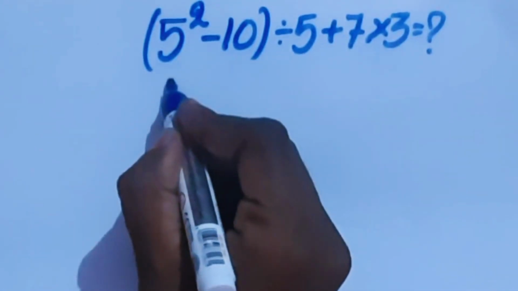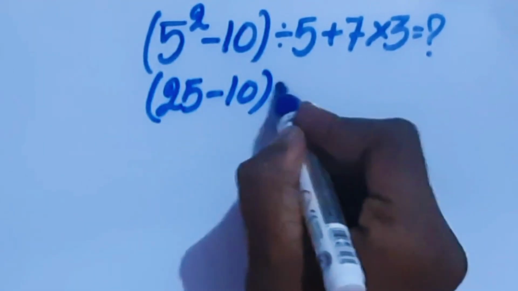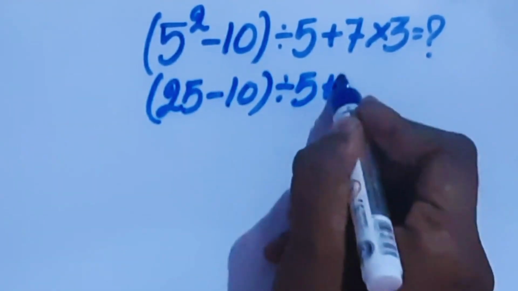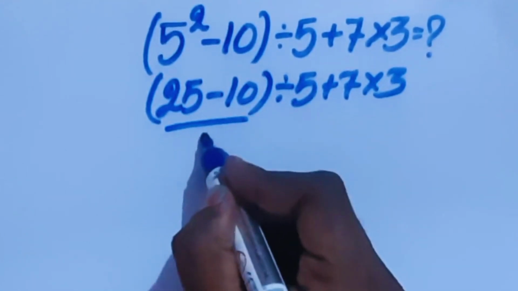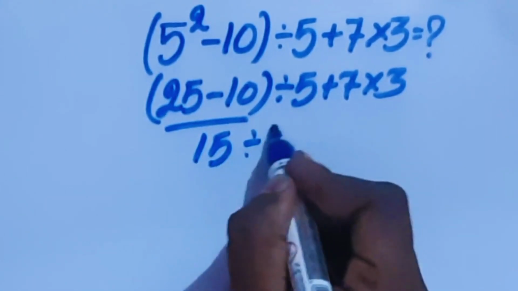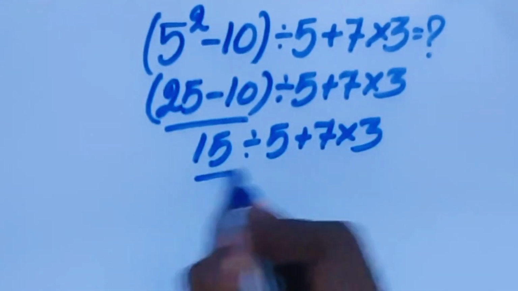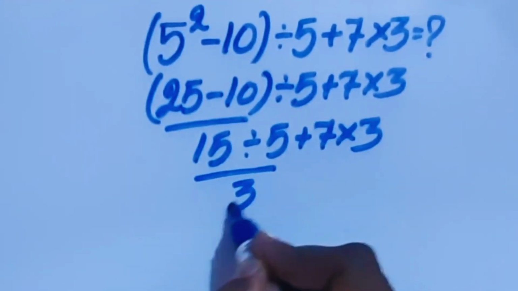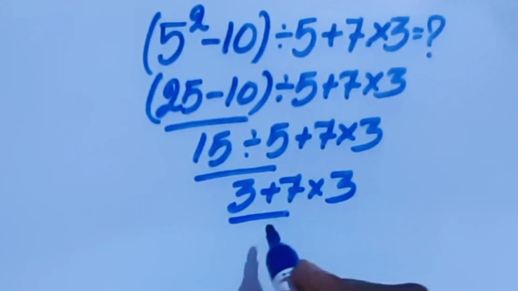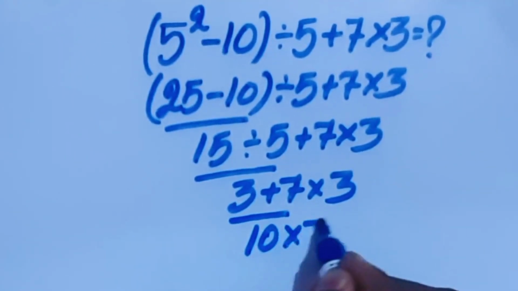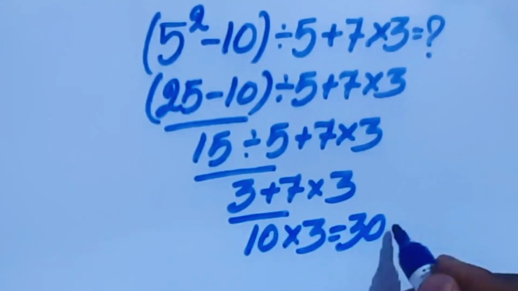I guess here 5 square is 25, minus 10 in bracket, divided by 5, plus 7 times 3. Here 25 minus 10 is 15, divided by 5 plus 7 times 3. Here 15 divided by 5 is 3, plus 7 times 3. Here 3 plus 7 is 10, times 3. Here 10 times 3 is 30, which is the wrong answer.